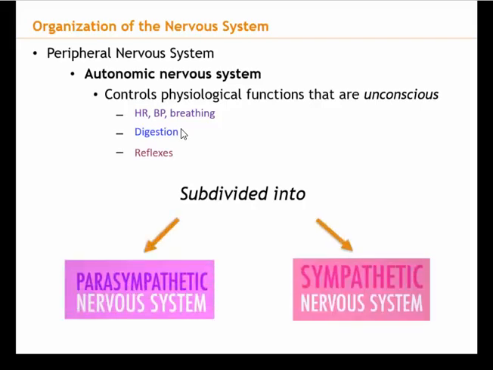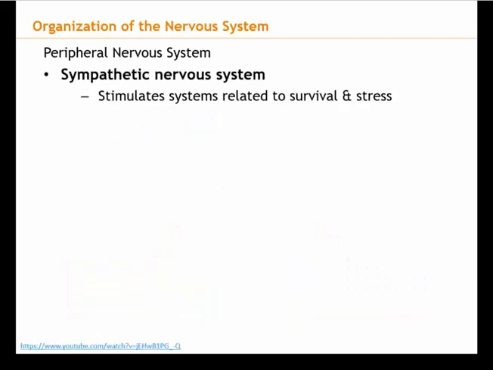So the autonomic nervous system is separated into parasympathetic and sympathetic. And I know you are familiar with these systems here. So keep in mind, autonomic, parasympathetic, and sympathetic. Okay, so let's start with sympathetic.